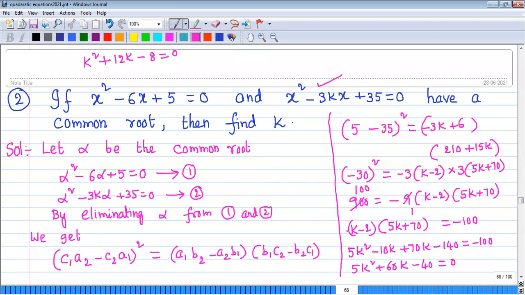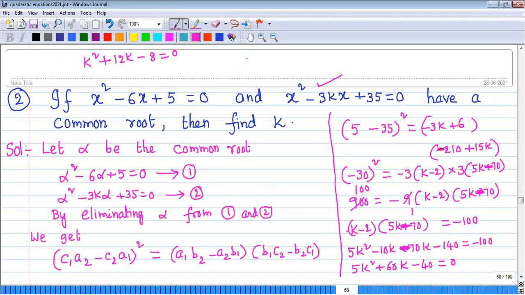Okay, 1 minute. Minus 210. How could we get minus 210? That is, okay. B1, C2. B1 is how much? Minus 6. Minus 6 into 35. Yes, minus 210 here. This is minus. This also minus. Correct? Minus 70. This is minus. This is minus.